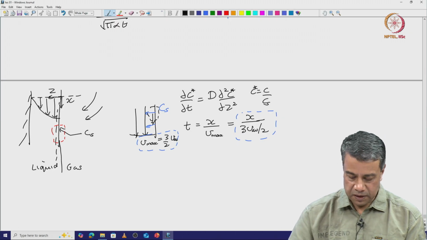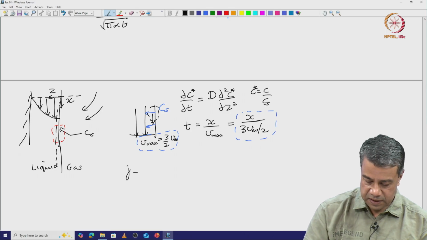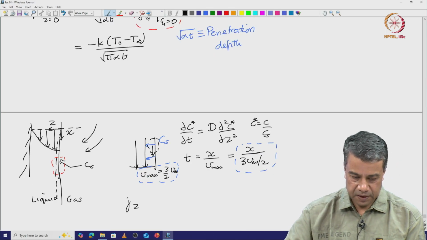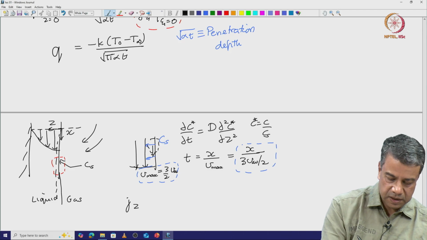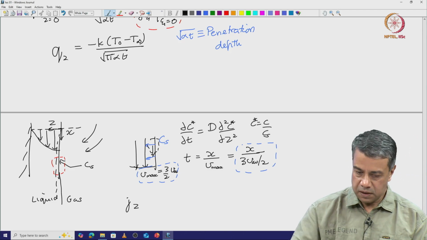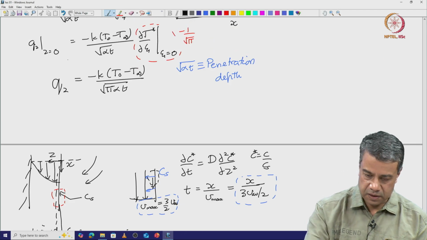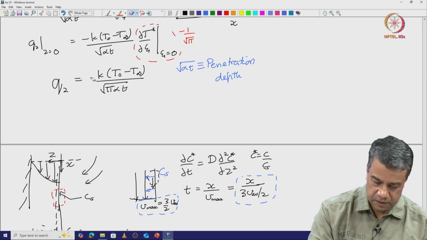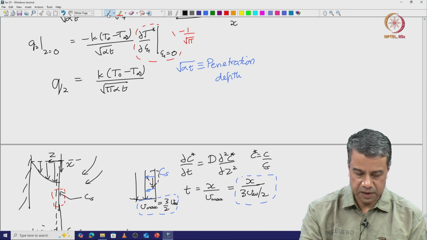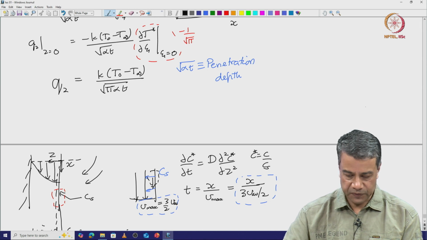Therefore, I can get an expression for the flux J z, similar to the q z that I had here. I am sorry, I should note that for this q z, there is no negative sign here, because this is minus 1 by root pi and there is a negative sign here.